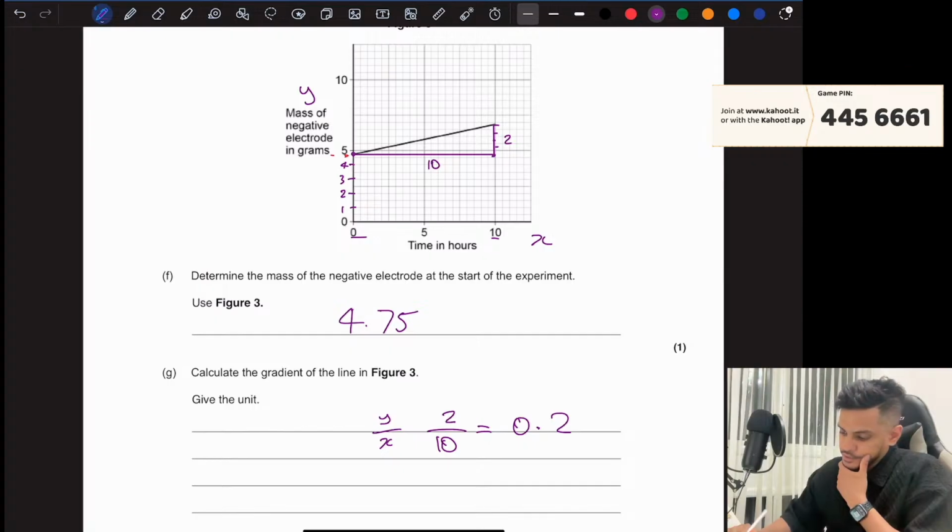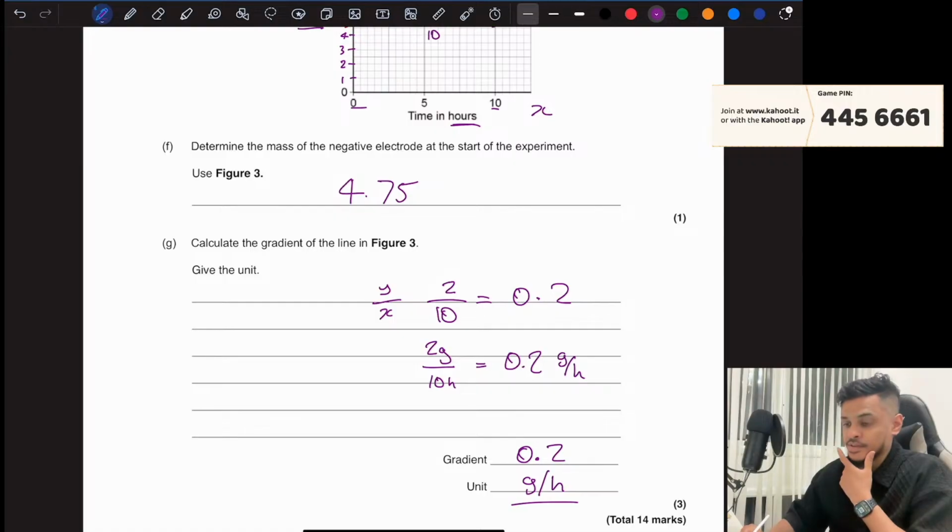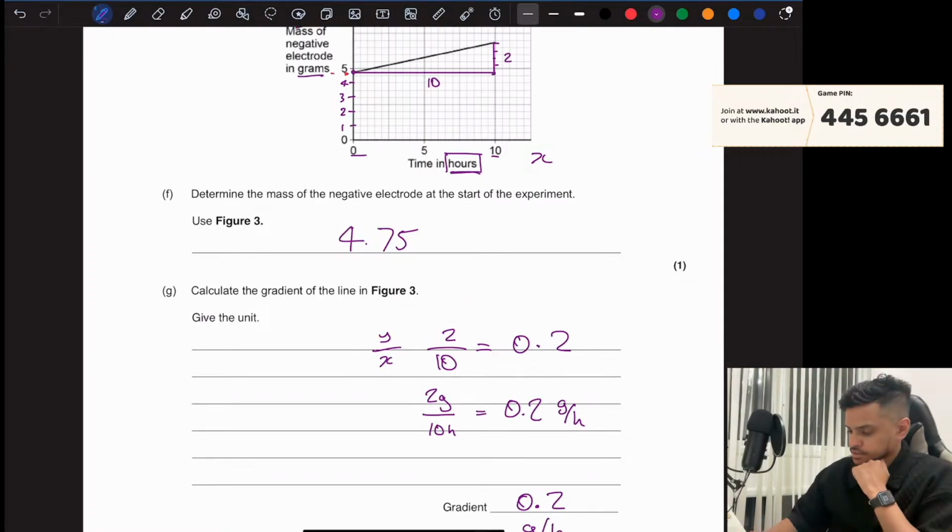The way you figure it out is this is your y. Y is 2 grams, right? 2 grams, 10 hours. 2 grams over 10 hours. So that's 2 over 10, which is 0.2. Grams over hours, which is grams per hour. So unit is grams per hour. You were expected to figure that out from the question. Yeah, it has to be hours, not seconds, guys.